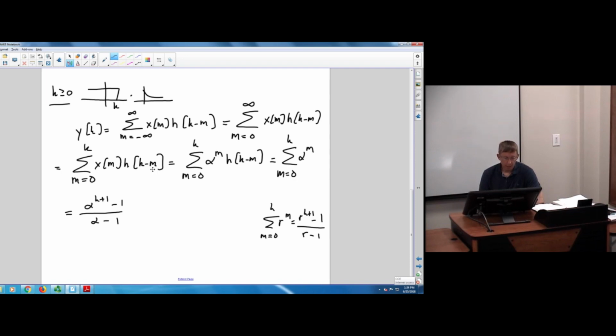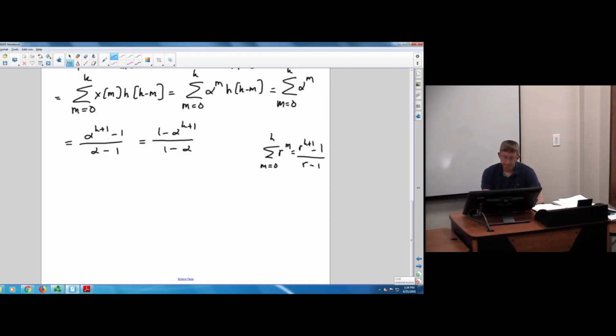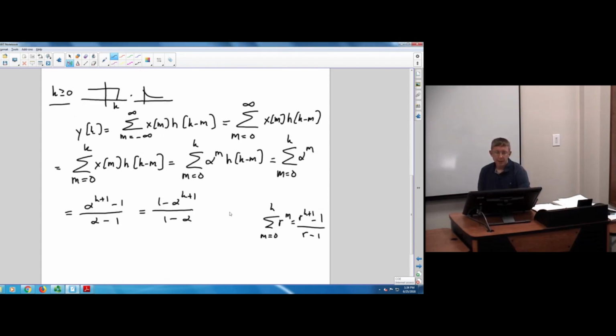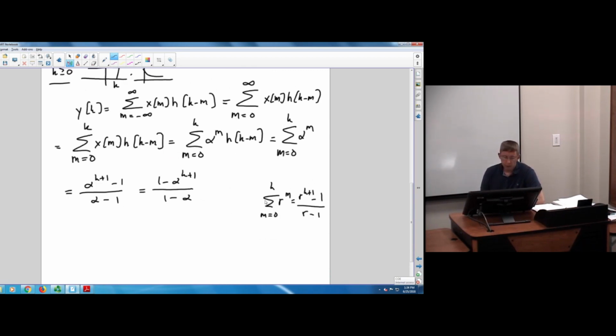Let me simplify just a little bit. If I multiply top and bottom by minus 1, it just changes the order of the subtraction, which I like a little bit better. It's identical, but I like it better. So I claim that is the output y of k. As k gets very, very large, alpha to the k plus 1 goes to 0. So in the limit, as k goes to infinity, y of k goes to 1 over 1 minus alpha.